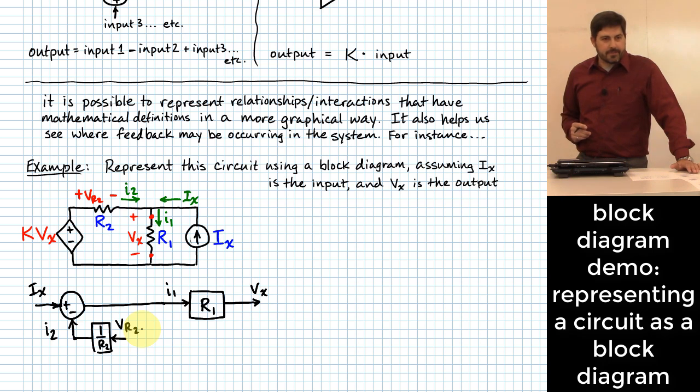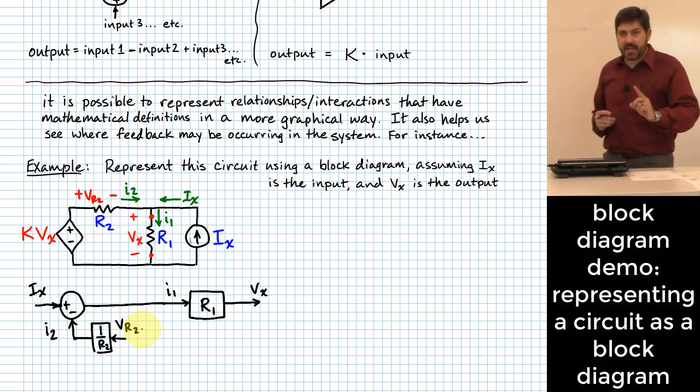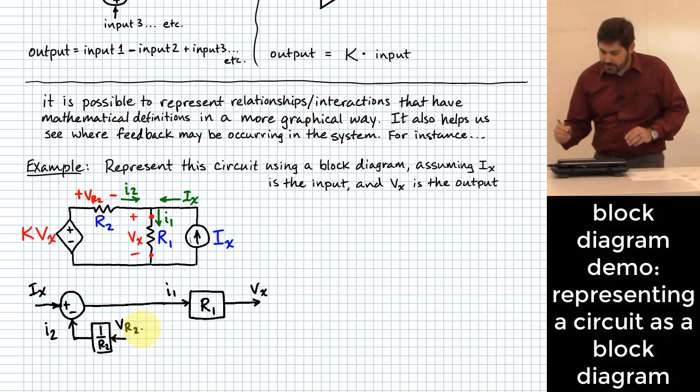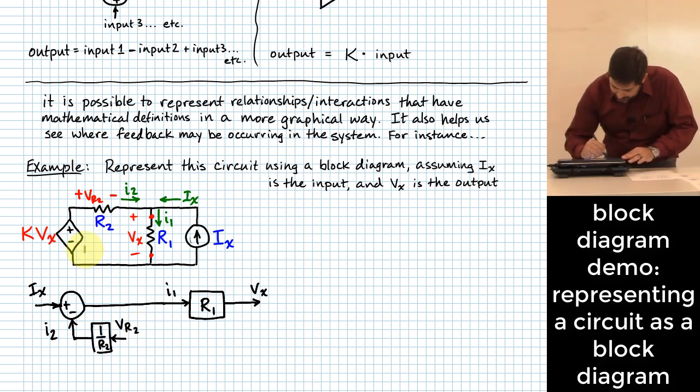All right, now, is there any way for me to figure out what VR2 has to be? Someone says KVL. So let me flesh that out a little bit. Look at this loop right here.